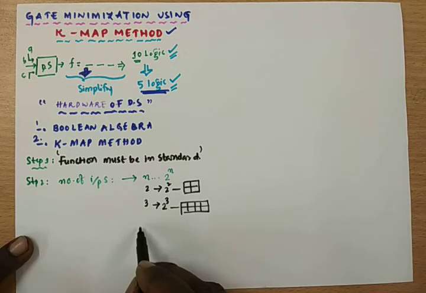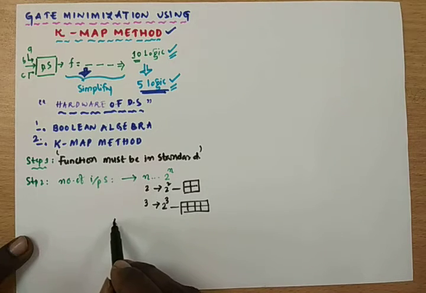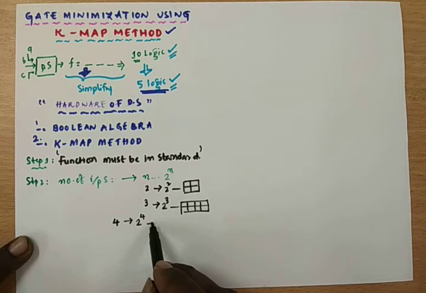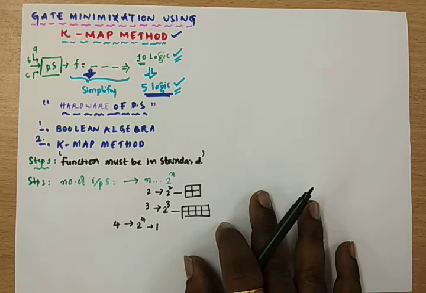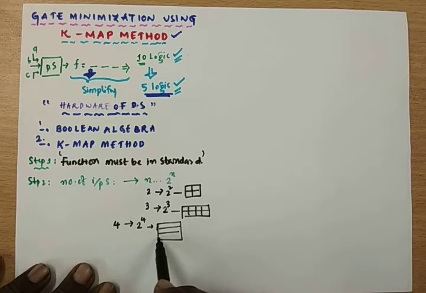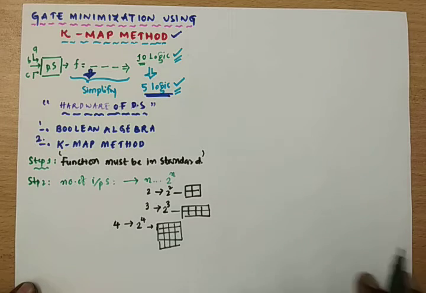The next one is n equal to 4, where n is the number of inputs. If the number of inputs is 4, we have to draw 2 power 4 cells, which is 16 cells. 1, 2, 3, 4, so that we can have the 16 cells. If there are 5 inputs, we have to draw 32 adjacent cells or boxes, and this is step 2.